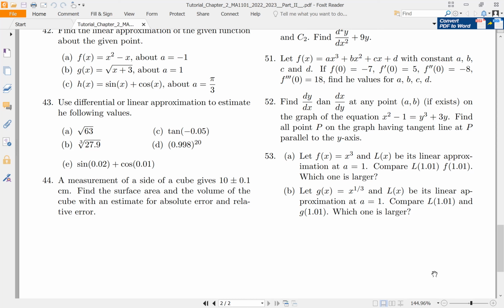The same applies for 43e. The function is sine x plus cosine x, and obviously it's about a equals 0. Oh, sorry, be careful with 43. The function will be sine 2x plus cosine x, because the value of x will be 0.01. So sine 2x plus cosine of x, about a equals 0. That will be the answer.